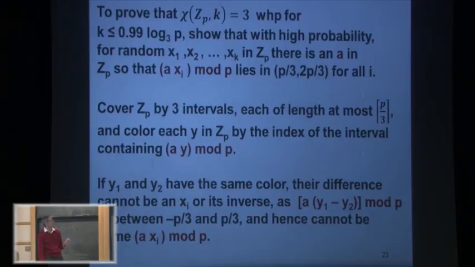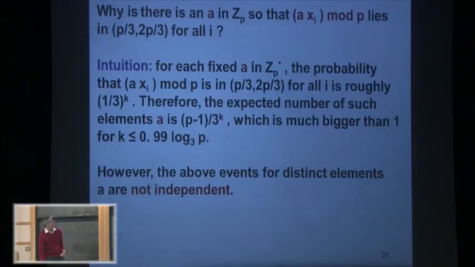So again, what we want to prove now at least explains why we get the log base 3. We'll soon see. What we want to prove is that once k is at most (1 - epsilon) log_3 of p, and we take k random elements in Z_p, then with high probability there is an a so that a*xi modulo p is in the middle interval for all of them. Okay, why should we believe that this is the case? The intuition is very clear, I think.